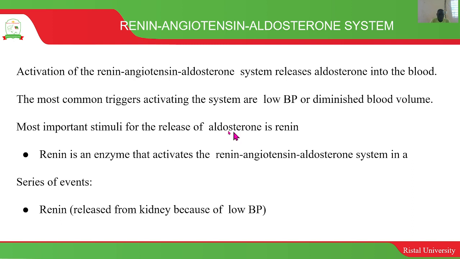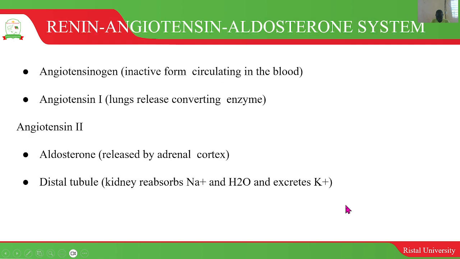Activation of the renin-angiotensin-aldosterone system releases aldosterone to the blood. The most common triggers activating the system are low blood pressure and diminished blood volume. The most important stimulus for the release of aldosterone is renin. Renin is an enzyme that activates the renin-angiotensin-aldosterone system in a series of events, and it is released from the kidney in response to low blood pressure.